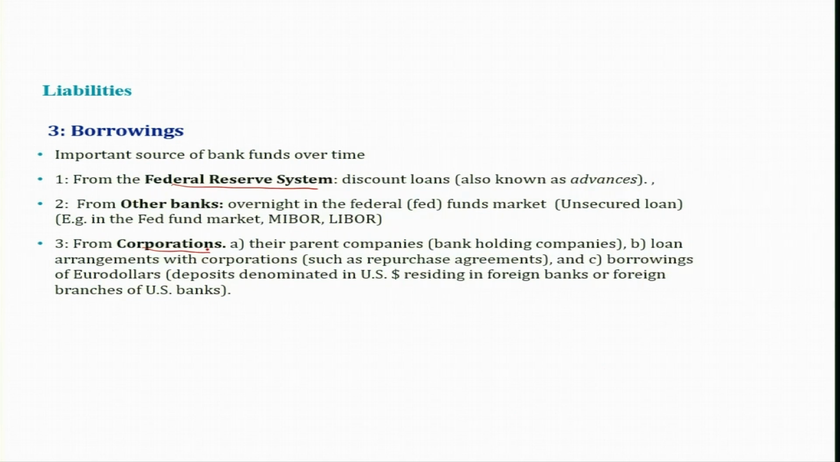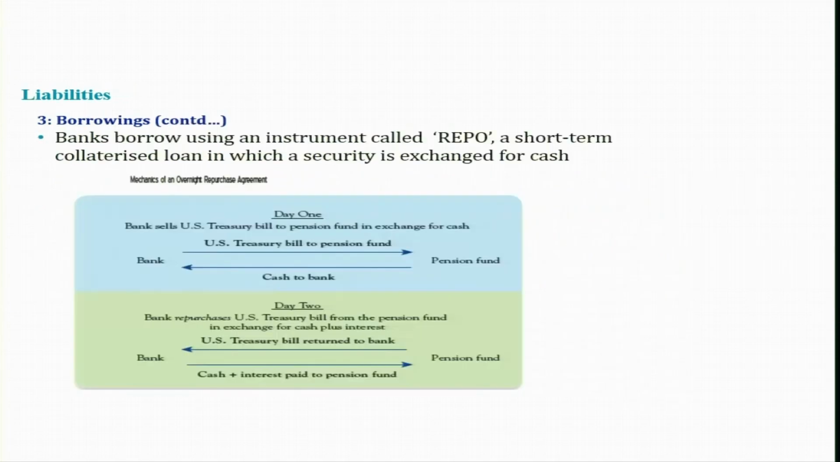This is mostly from their parent companies. Many banks have parent companies, bank holding companies, and they borrow from there. They also have loan arrangements with corporations such as repurchase agreements and borrowing of eurodollars, that is, deposits denominated in US dollars residing in foreign banks or foreign branches of US banks.